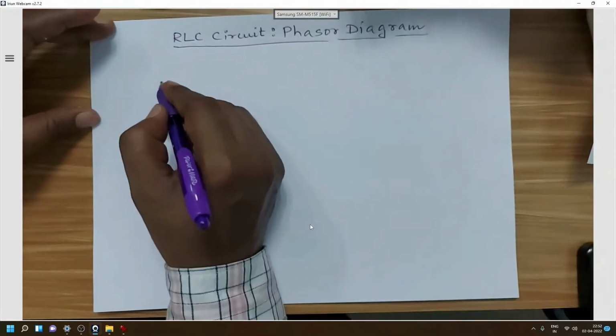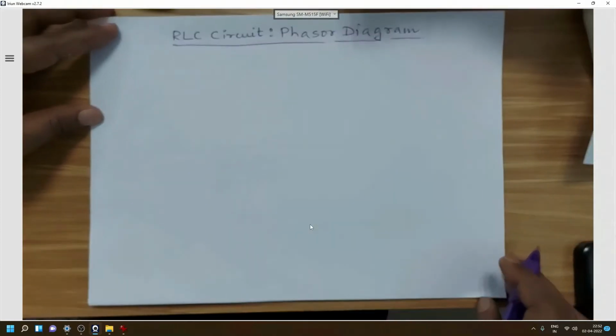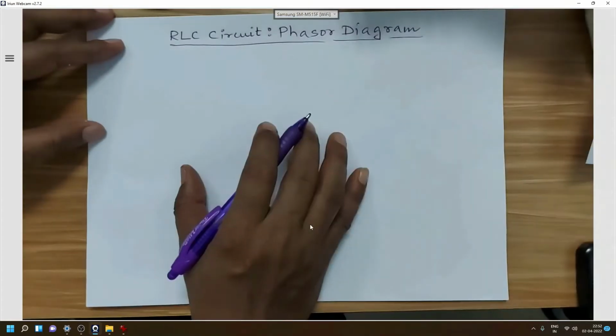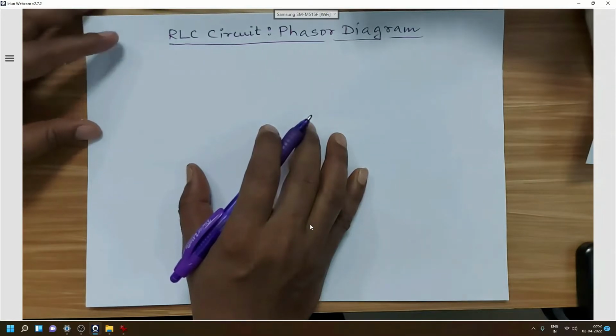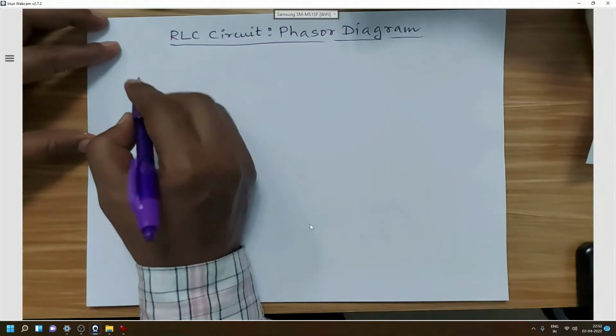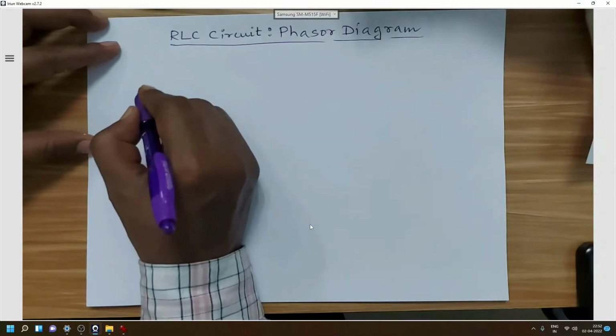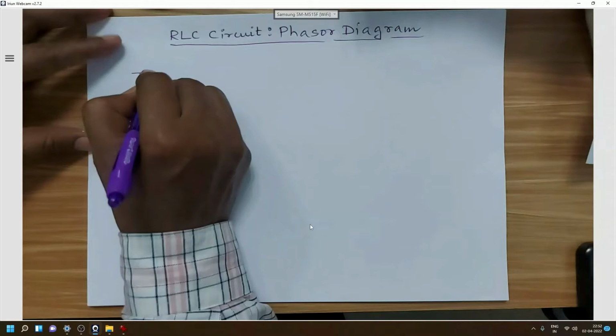Now we have understood how the phasor diagrams can be drawn for individual elements, that is R, L and C, when they are connected across a sinusoidal voltage source as a pure element. And also we have gone through the procedure of phasor diagram construction for two element series circuit, that is RL and RC. Now as we understood all this, we can proceed further to drawing the phasor diagram of an RLC circuit.